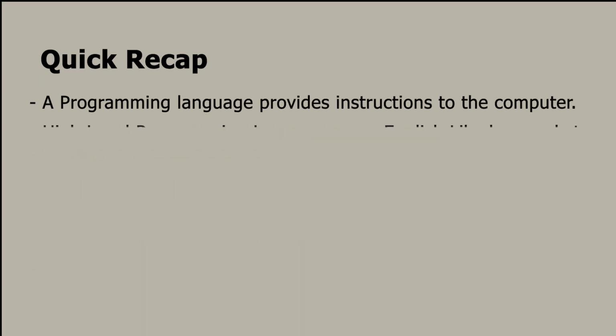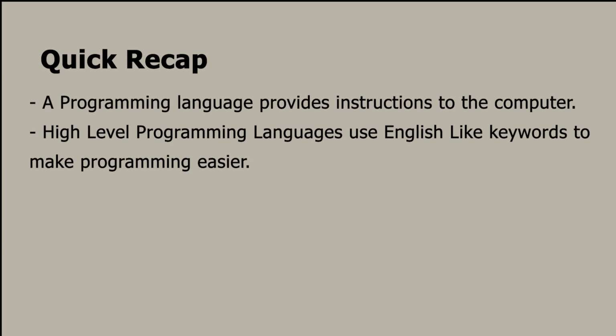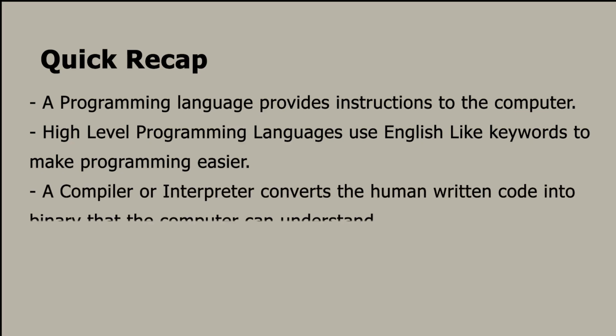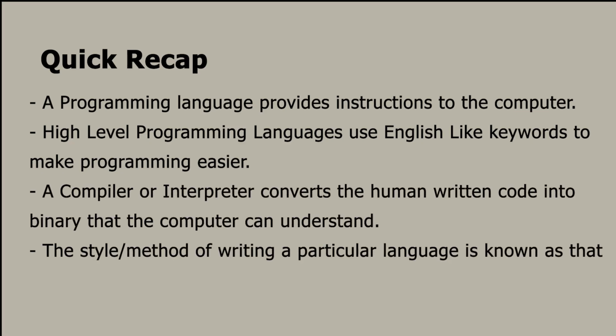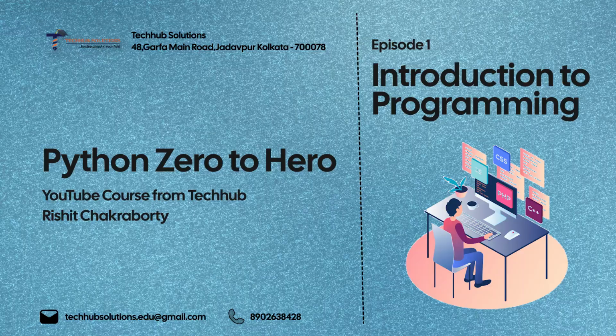So for a quick recap, high-level languages like Java or Python provide us with an interface where we can provide commands to the computer using English-like keywords. The method of using these keywords, along with the keywords themselves, can vary from language to language, and that variation is known as the language's syntax or method of writing.